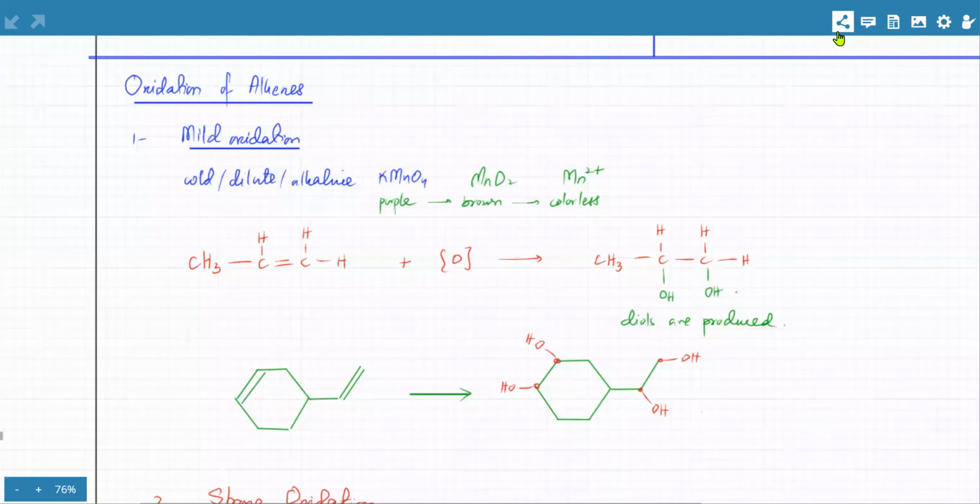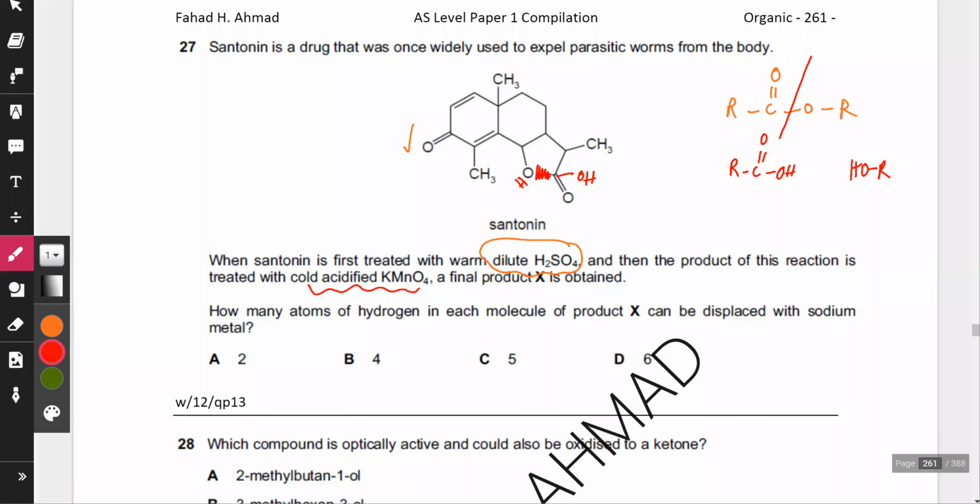Whenever you have cold dilute alkaline KMnO4, the double bond breaks, not completely, changes into a single bond, and OH groups get added. Diols are produced. The same is happening over here. Whenever you see a double bond, the OH groups get added to those double bonds. So I'm going to change those double bonds into single bonds, and OH groups will get added to these carbon atoms. So mild oxidation takes place.